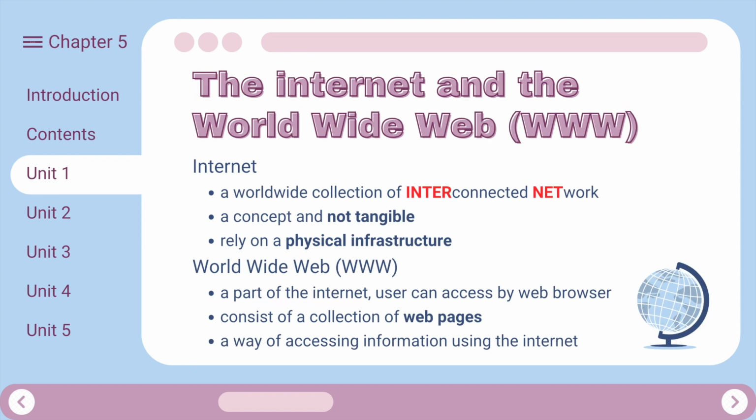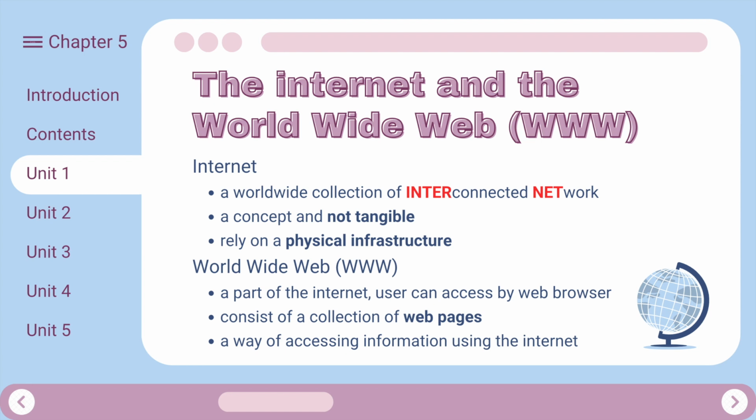First, we are going to differentiate the Internet and the World Wide Web. The word Internet comes from interconnected network because it's basically a worldwide collection of interconnected networks. Also, the Internet is actually a concept rather than something tangible. Tangible means we cannot touch it. What's more, the Internet relies on a physical infrastructure to allow connections between networks or devices.